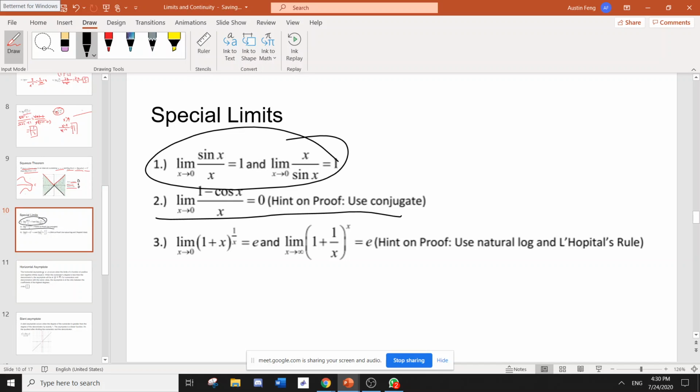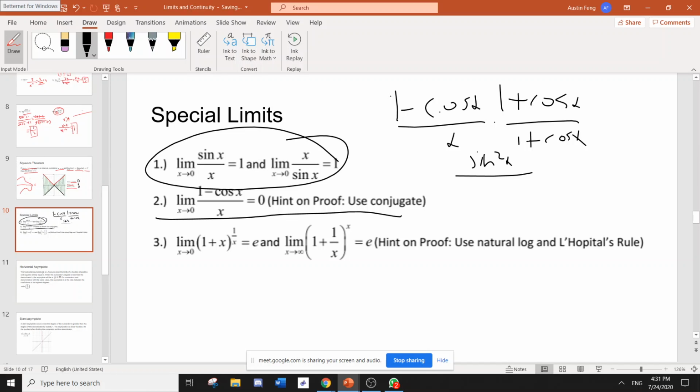Okay, so you have 1 minus cosine x over x. And then you multiply by the conjugate, which is 1 plus cosine x over 1 plus cosine x. And you get 1 minus cosine squared x, which is equal to sine squared x. So you get sine squared x over x times 1 plus cosine x, which is equal to sine x over x times sine x over 1 plus cosine of x.